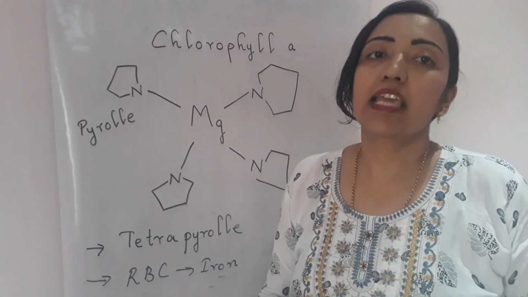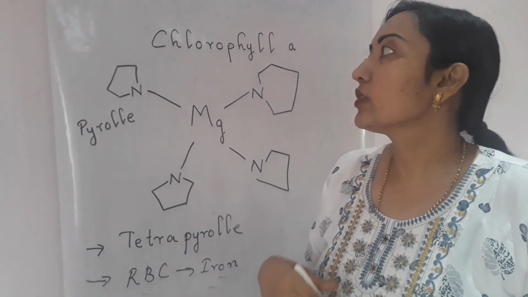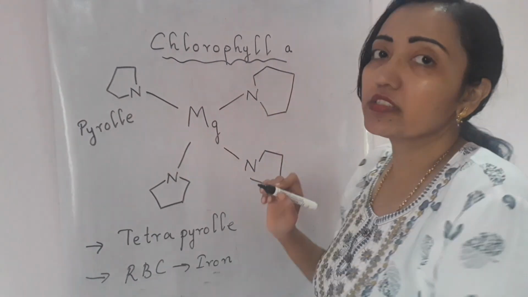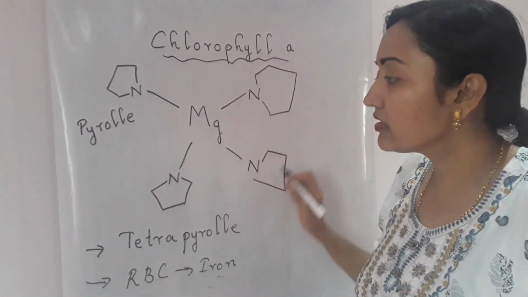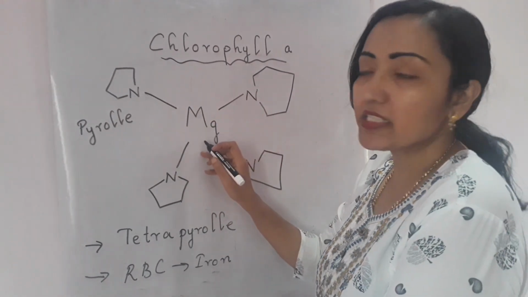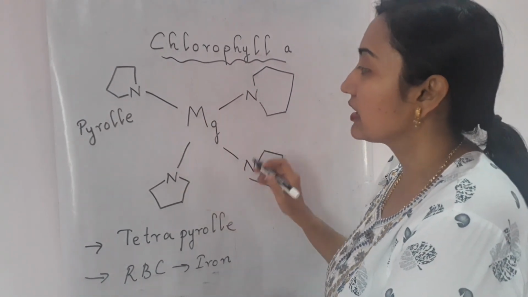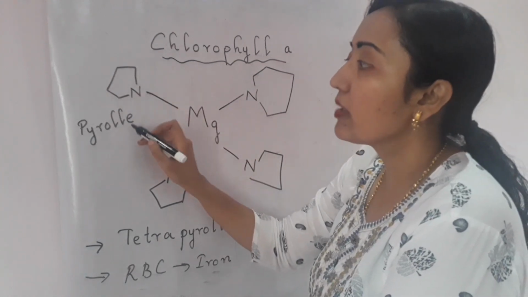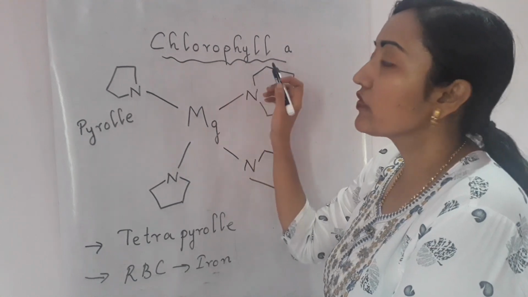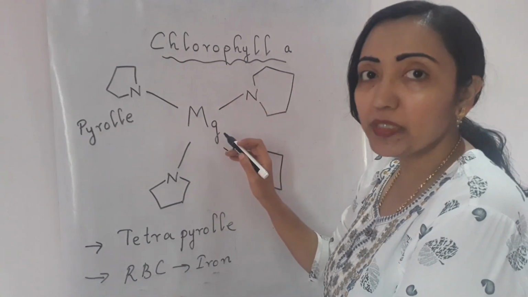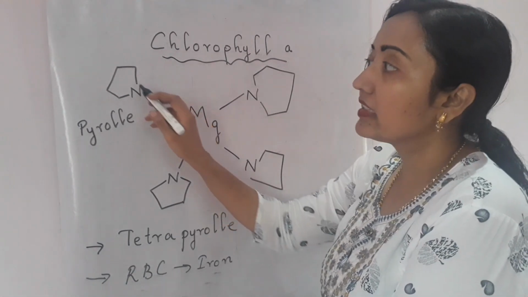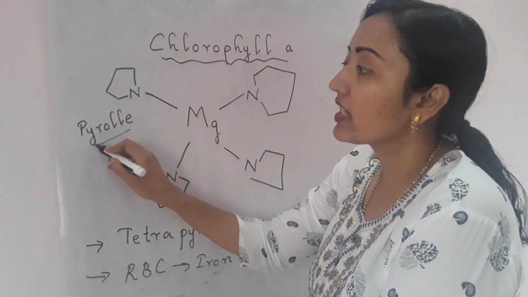Hello friends, let's carry on the revision. We have seen in the last question the structure of chlorophyll A. This is a model of chlorophyll A in which magnesium is present at the center and nitrogen is present at the corners, and this particular structure is called a pyrrole.